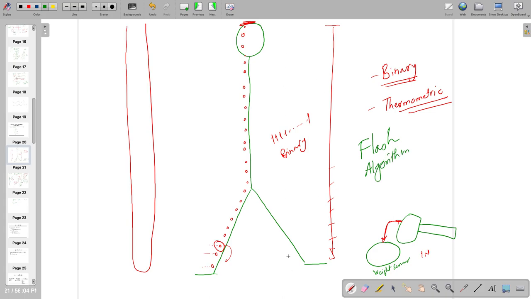This is in parallel, everything is in parallel, and some pros and cons we are going to talk about maybe tomorrow. You must have studied the flash algorithm somewhere, right? You must be knowing about this. We'll talk about something higher than what you have studied.